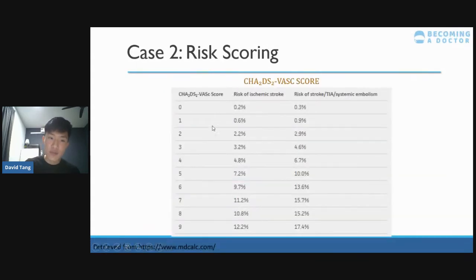So CHA2DS2-VASc scoring, for example, in our case scenario, the patient has a score of 5. So she is at risk of having stroke, TIA, and thromboembolism at around 10%, and risk of ischemic stroke at 7.2%. And anything above 2, we definitely need to anticoagulate.